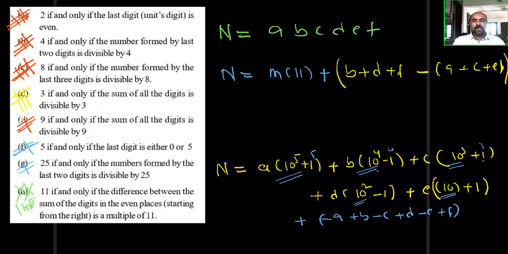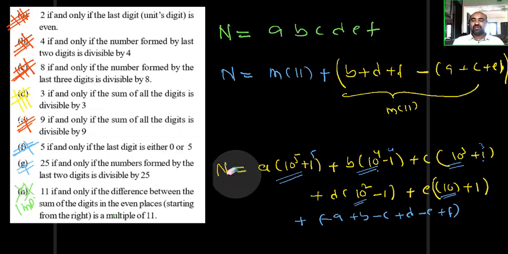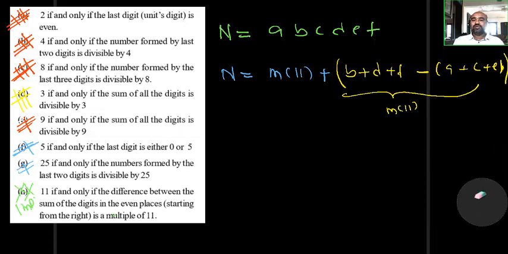Okay. Now, what can I say, Nana, if the total number is divisible by 11? This is divisible by 11 means what? B plus D plus F minus A plus C plus E, or A plus C plus E minus B plus D plus F is divisible by 11. Then the total number is divisible by 11.